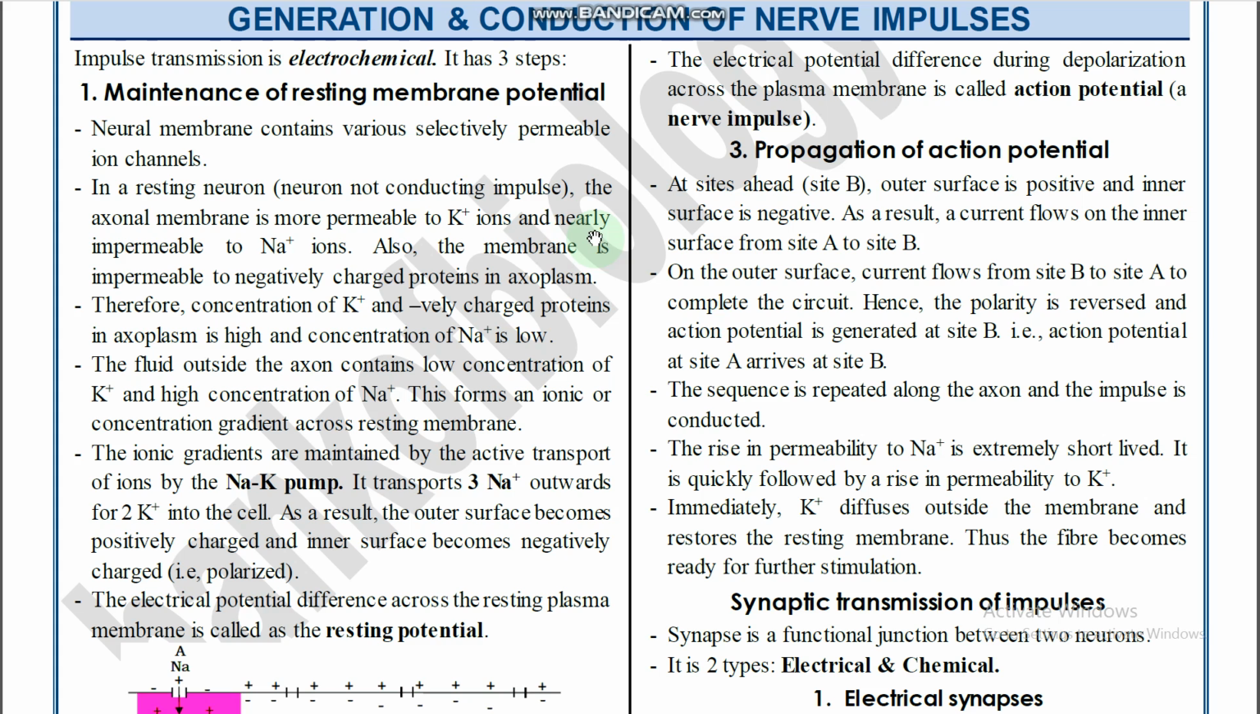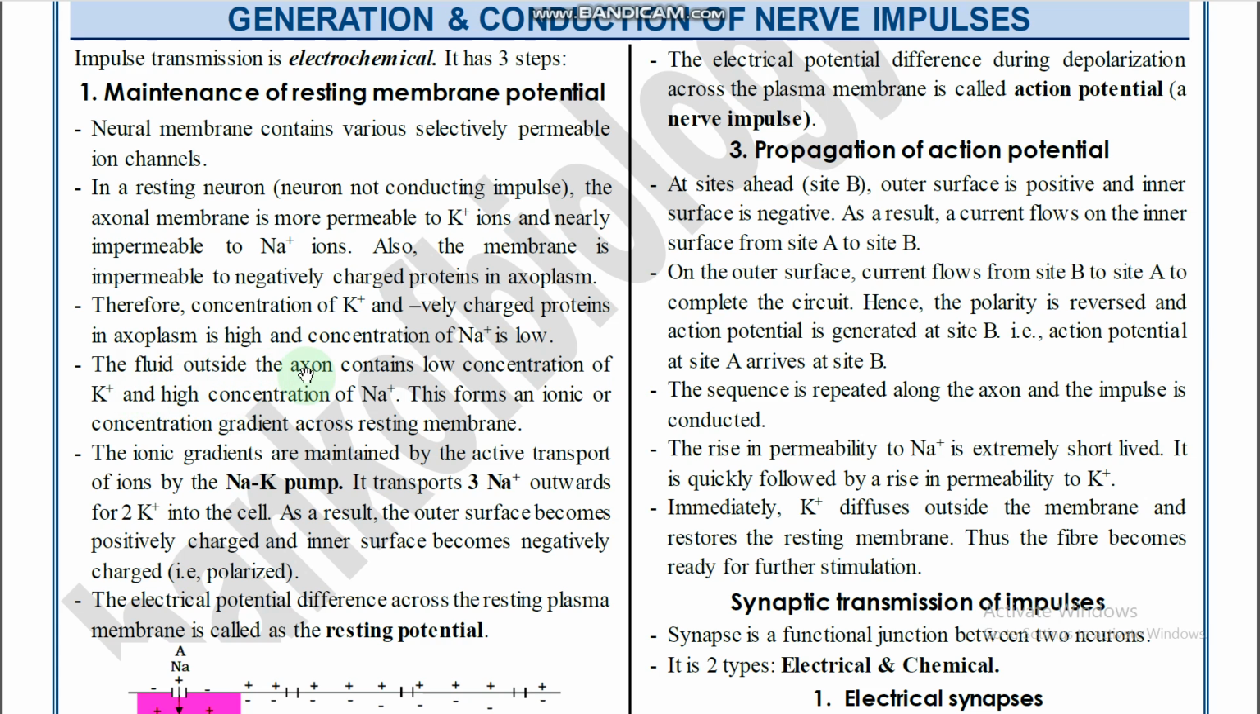So during the resting stage, what is permeable? Only potassium is permeable. What is impermeable? Sodium is impermeable, and the negatively charged proteins are also impermeable. Therefore, the concentration of potassium and negatively charged proteins in the axoplasm is high, and the concentration of Na plus is low. Why is the potassium concentration more inside? Because only potassium is permeable, sodium is not. Potassium concentration is more, and negatively charged protein concentration is also more, right?